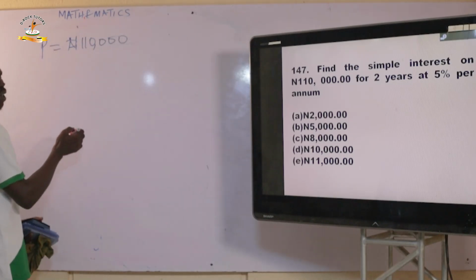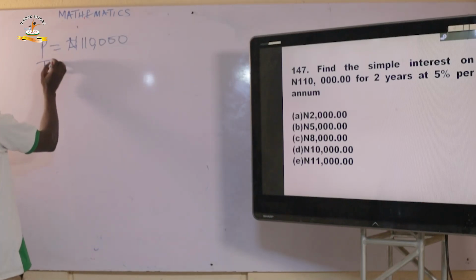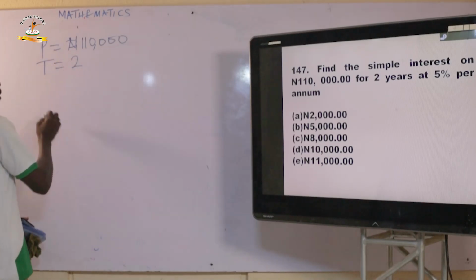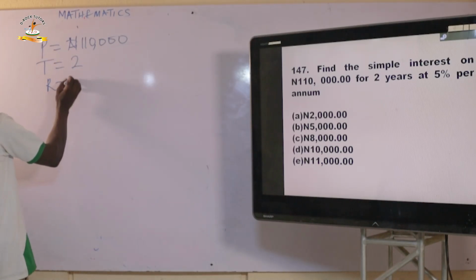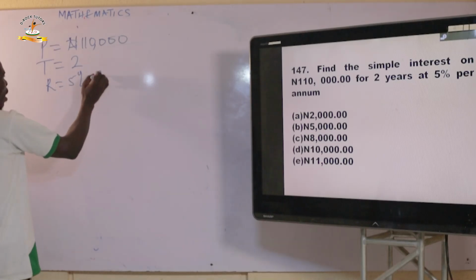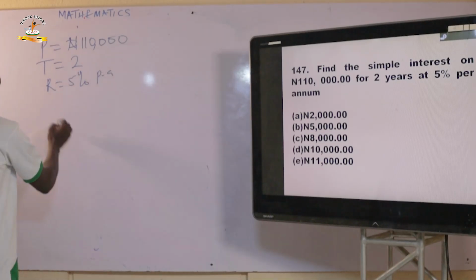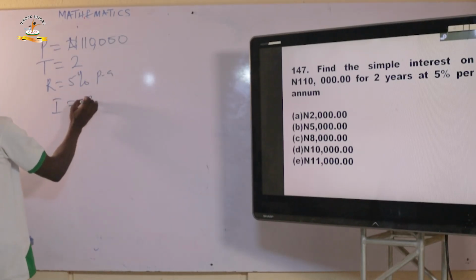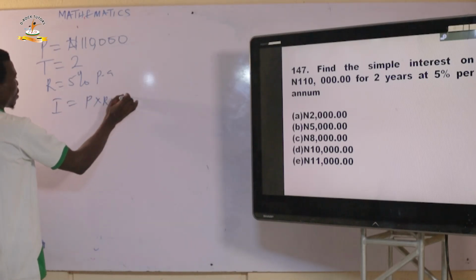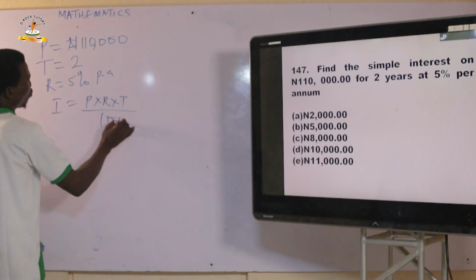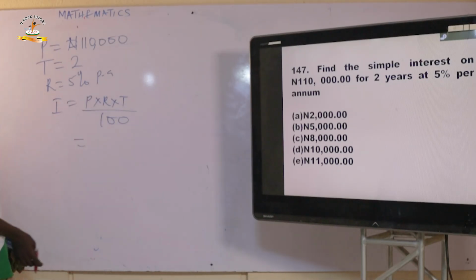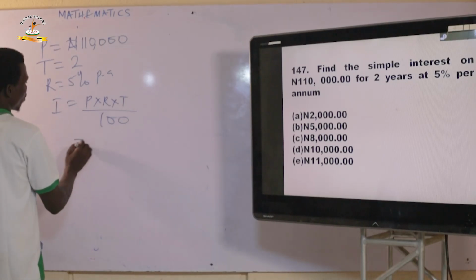110,000 naira. The number of time or the year is 2, and rate is 5% per annum. And don't forget, simple interest formula is P times R times T all divided by 100. And we fix in this value. Let's see what happens.